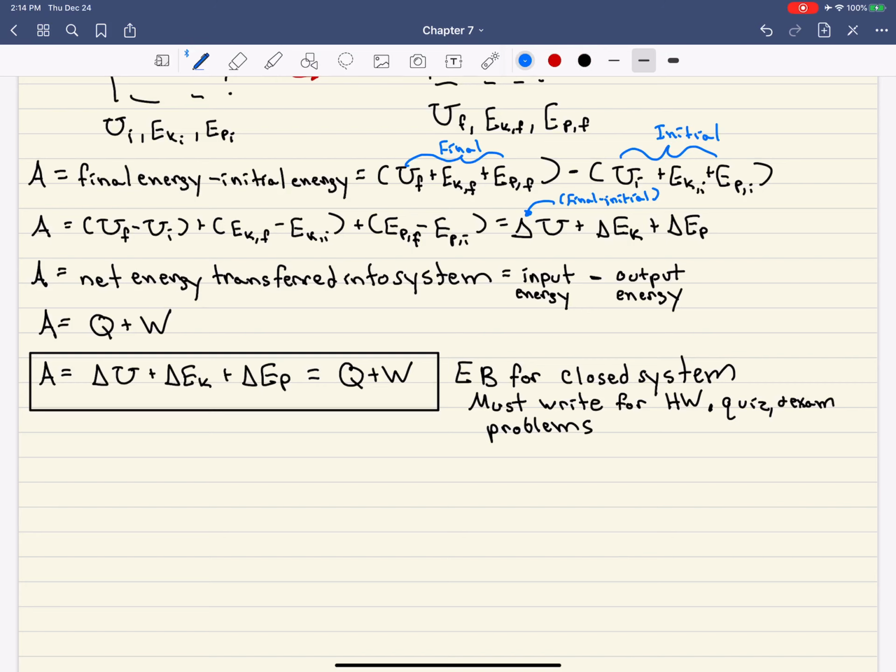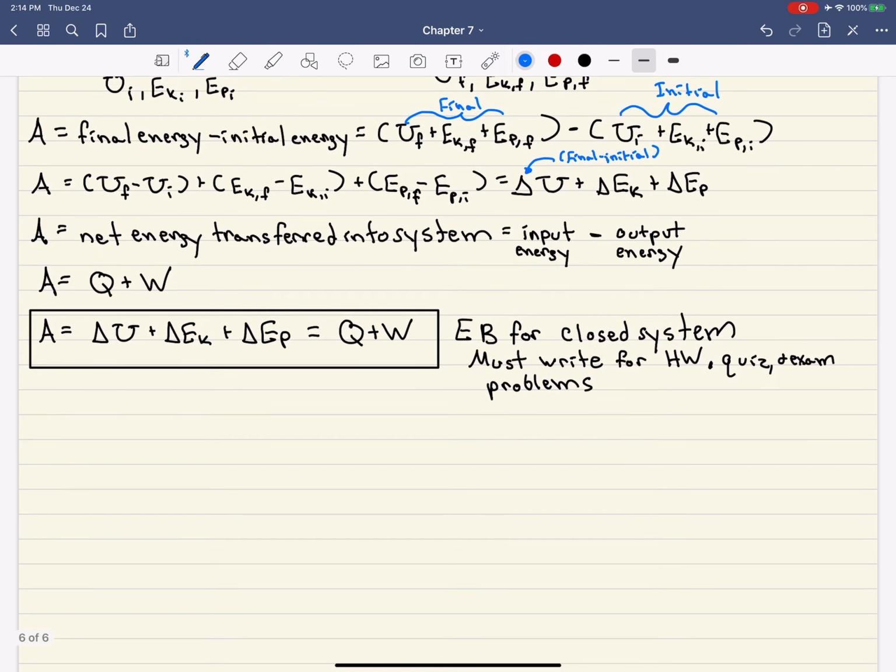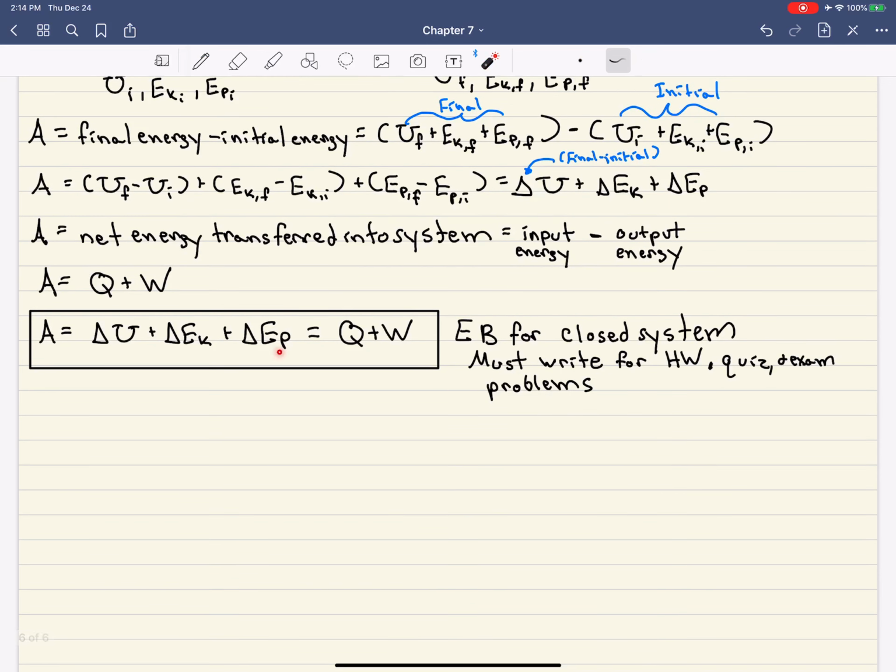Okay? And one thing I want to highlight before I end this video is that the two sides are equal, but really the directionality of the sides is kind of different. All right? And so on the left-hand side, remember we have all these deltas, and what delta means is that you're considering a final minus initial state. Okay? So your final internal energy minus your initial internal energy. Your final kinetic energy minus your initial kinetic energy. Okay? So the left-hand side of this equation is final minus initial.